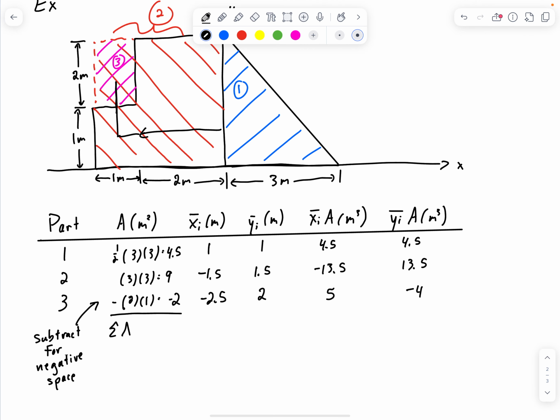So now what we can do is sum up the relevant parts here. The summation of A is equal to 4.5 plus 9 plus -2, which gives us 11.5. And then we also want to sum up these two terms here. The summation of xi bar ai gives us -4, and the summation of yi bar ai is equal to 14.